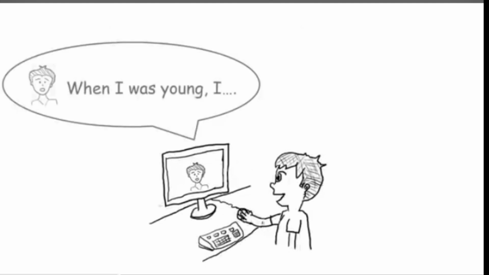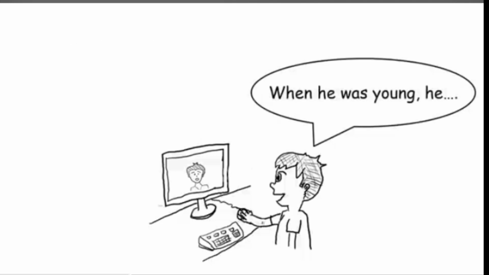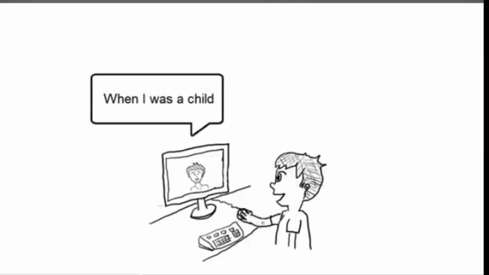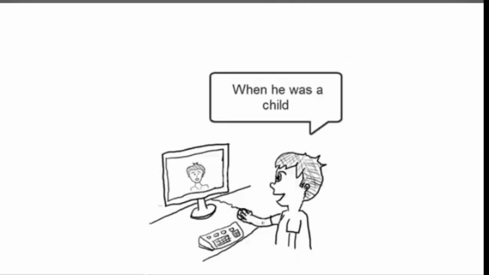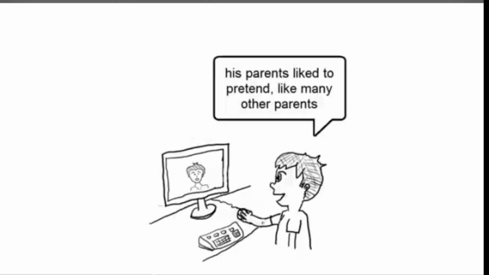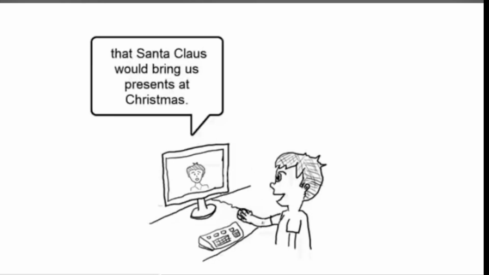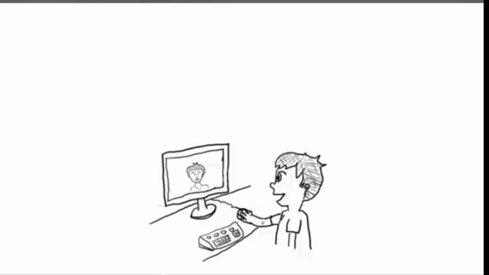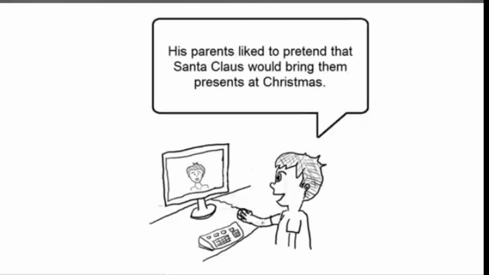Here is some dialogue written which is used by a native speaker, like "when I was young, I," and you have to speak in your own words, like "when he was young, he," "when I was a child," "when he was a child." "My parents like to pretend, like many other parents, that Santa Claus would bring us presents at Christmas." "His parents like to pretend that Santa Claus would bring them presents at Christmas."